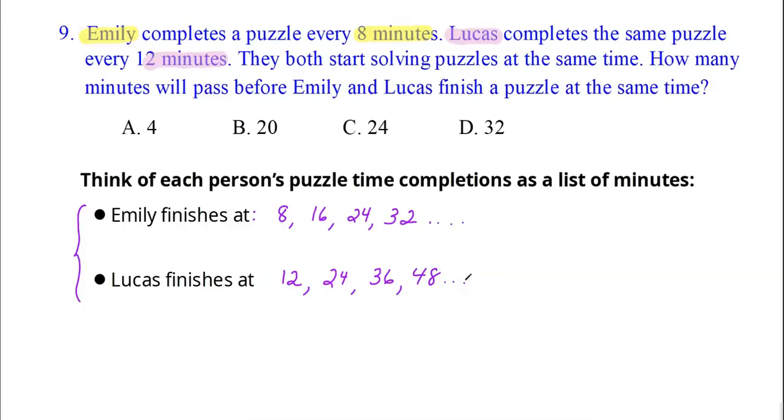Now we are looking for the first time that the same number appears on the list. Hopefully you can see that's 24, right here. In other words, there's an 8 on the top, but there's not an 8 on the bottom. There's a 16 on the top, but not on the bottom. However, there's a 24 on the top list and a 24 on the bottom list. So that indicates that at 24 minutes, both finished a puzzle at the same time. And my answer is C.